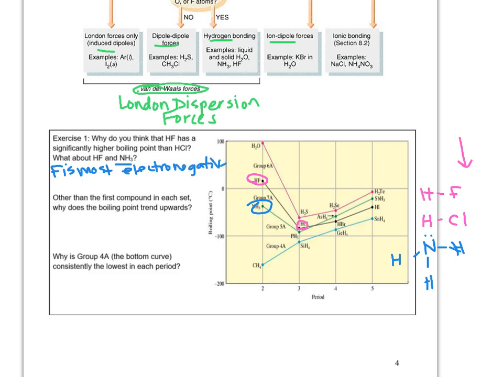And since it's the most electronegative of the elements, it creates the strongest dipole, the strongest dipole attraction, which is then going to be the strongest dipole-dipole interaction. So therefore, it's going to require the most energy to break apart. So I would add that in there somewhere too, into your notes.